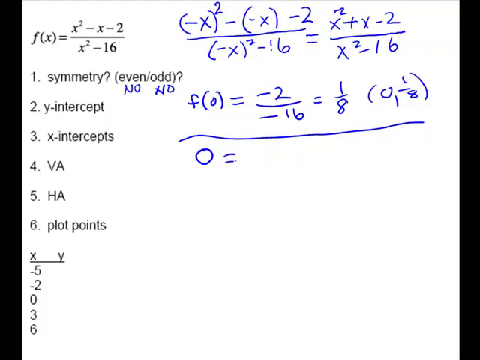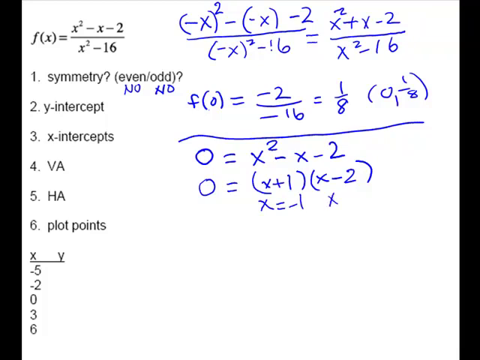For your X-intercept, we will set our function equal to 0. And we only have to set it to the numerator. This we would factor. And we can use 2 and 1. And you should always check, make sure you factor right. So x equal negative 1 and x equal 2. So our x-intercepts are going to be negative 1, 0, and 2, 0.